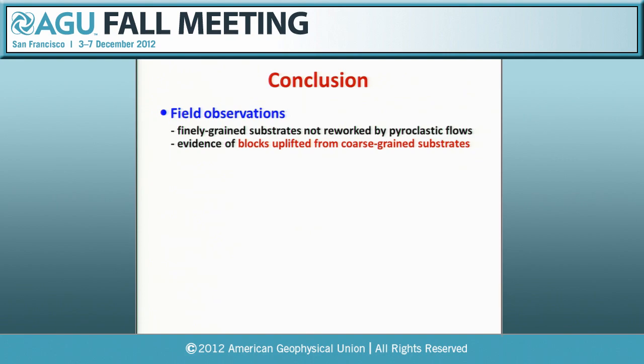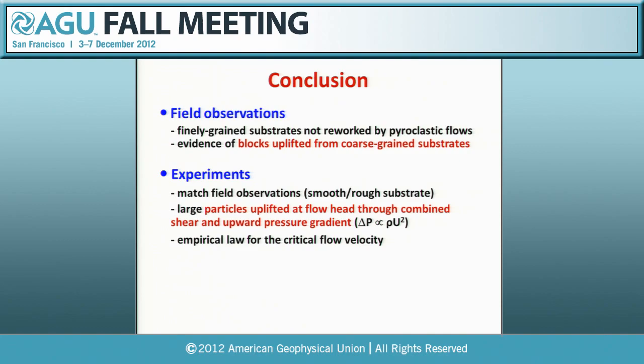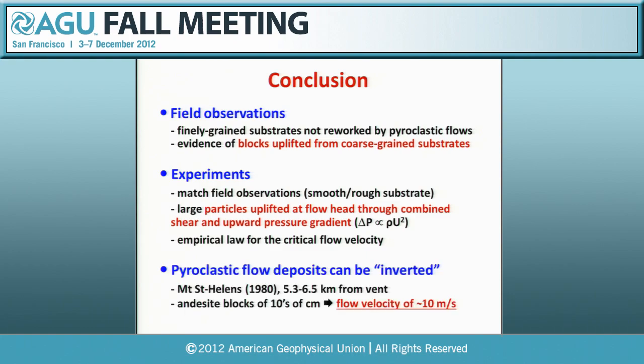So in conclusion, there are field observations showing that finely grained substrate may not be reworked by pyroclastic flows, and in contrast, there is evidence that large blocks can be uplifted for coarse grained sediments. This is rather counterintuitive. Laboratory experiments match well with these observations, and particularly show that large particles are uplifted at the flow head through the combined effect of basal shear and an associated upward pressure gradient. In turn, the results suggest that this pressure gradient is efficient only if the substrate is sufficiently rough. And we obtain an empirical law for the critical velocity at which uplift can occur.